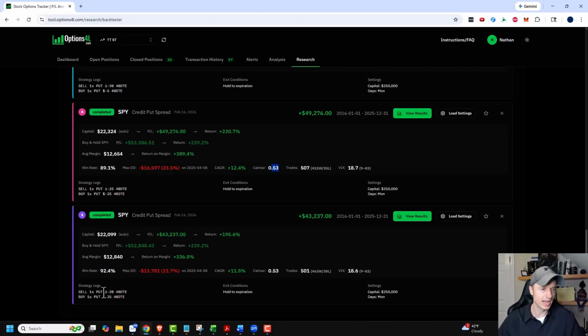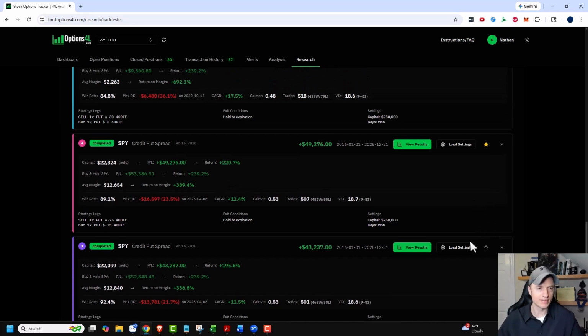So this one, we are doing a 20 delta and a $25 offset, so pretty similar to the other one. We just have a 5 delta difference. Capital was about 22,000, so pretty much the same. Return was 195, which is less than the other case study. Moving on down, our return on margin was 336 versus 389. Our win rate was higher, 92% versus 89%. Our max drawdown was also lower at 21% versus 23%. But our CAGR was lower as well, so we had a lower CAGR than our previous back test, and the Calmar ratios were the same, 0.53. So I'm going to go ahead and select this one right here as our favorite.